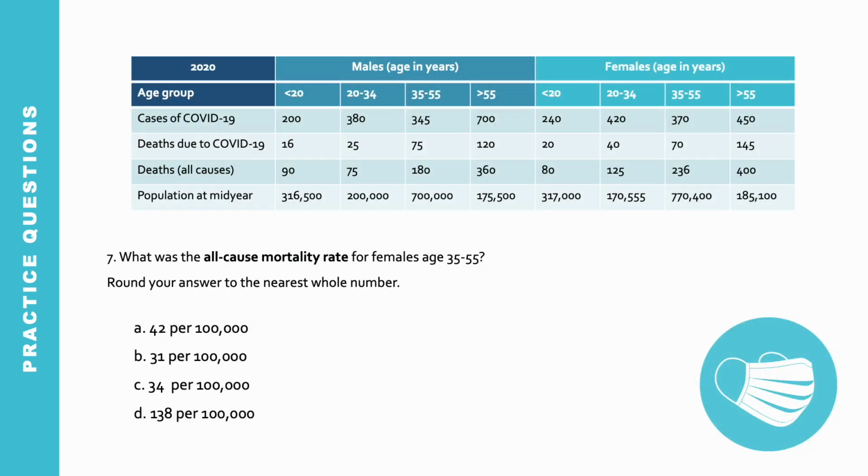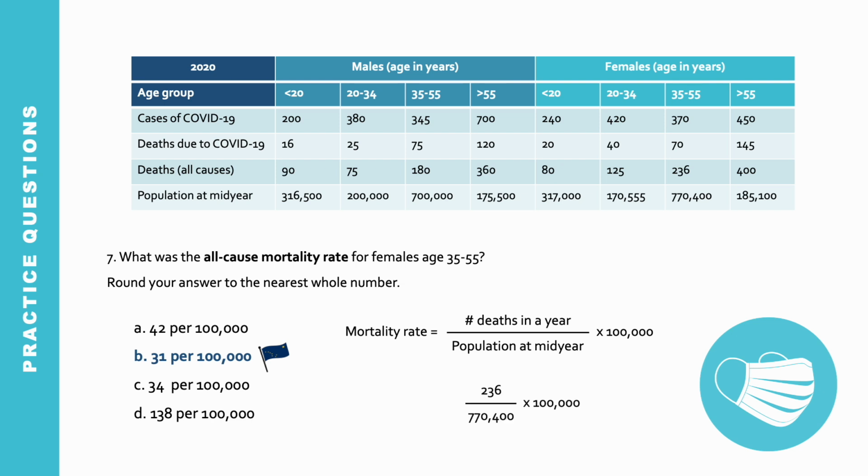Based on the data provided, what was the all-cause mortality rate for females aged 35 to 55? Annual mortality rate is the deaths in a year divided by the mid-year population times 100,000. We divide the 236 females aged 35 to 55 who died in 2020 by the mid-year population of females in that age group and multiply by 100,000 to get 31 per 100,000.